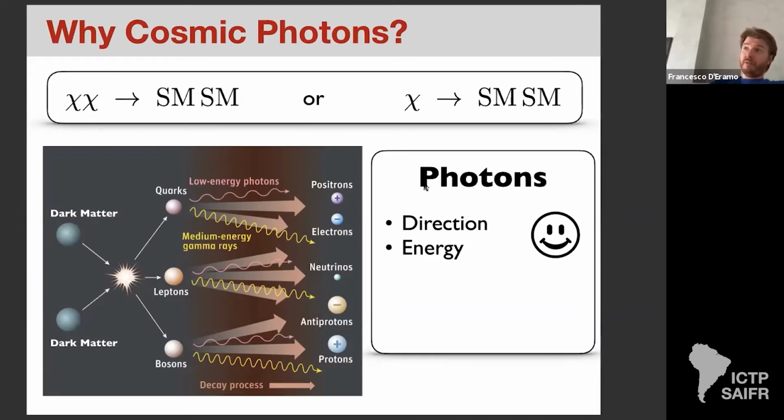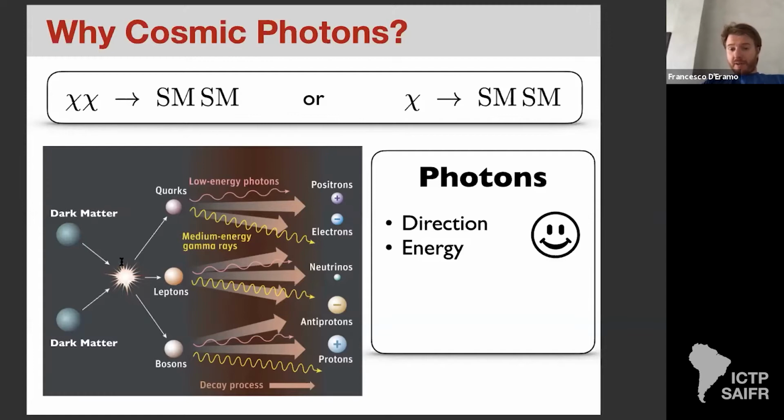For example, if we detect a photon coming from a specific direction, we know that it was produced along that line. The source was on the line along the propagation direction. Same for the energy, they do not lose energy. So if we detect a photon with energy 10 GeV here on Earth, we know it was produced with energy 10 GeV at the production point, which would be this dark matter annihilation, okay?